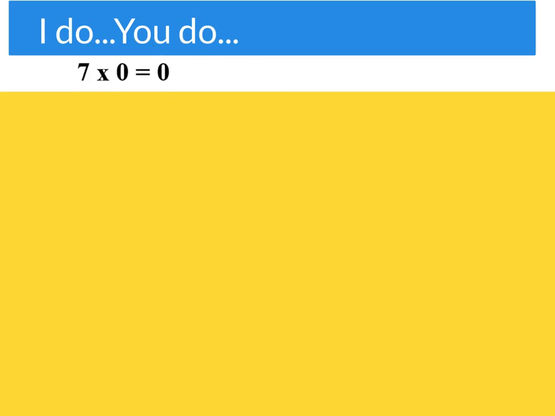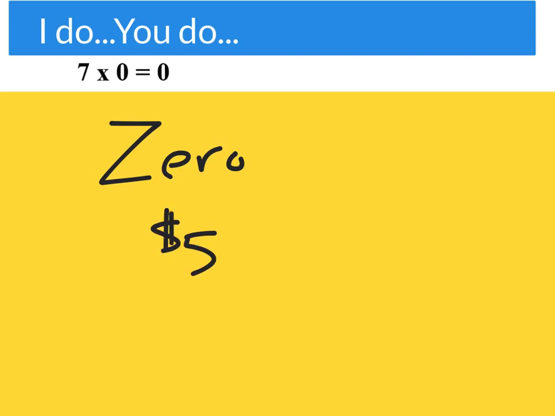This problem, 7 times 0 equals 0. Anything times 0 equals 0, that is called the zero property. Think about it. If I have $5 bills, and I have 0 of them, then how much money do I have? I have $0.